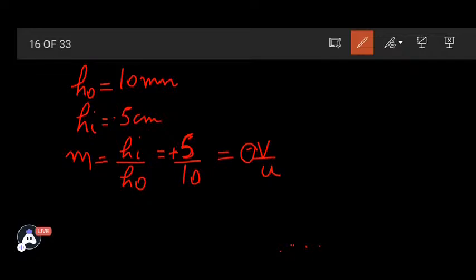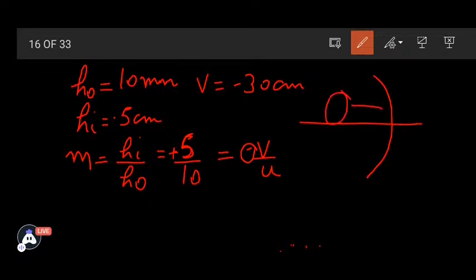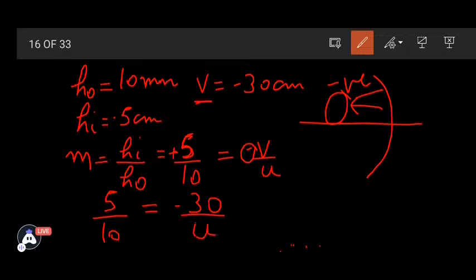Now if you solve it, what is the value of v given? It is already given that the image is 30 centimeter in front of the mirror. Since it is in front of the mirror and everything towards the left is taken as negative, we have taken the image distance as negative because it is in front. Whenever in front is mentioned, how will we take the image or object distance? Negative. So we have taken v as negative. Now if I put 5 upon 10 is equal to minus 30 upon u, after solving, you will get u is equal to minus 60 centimeter.